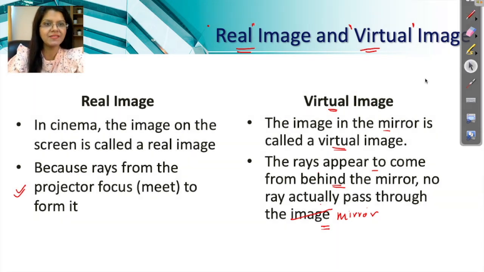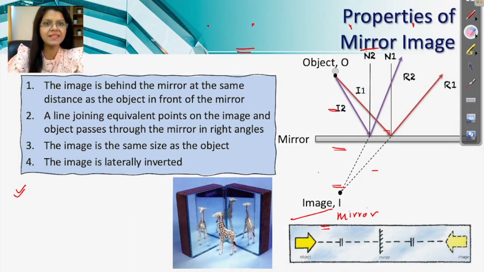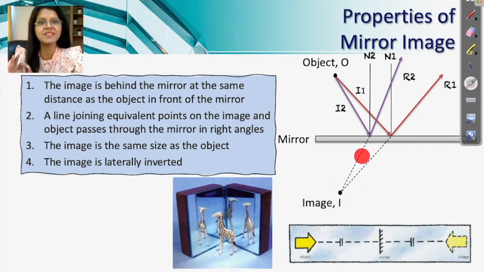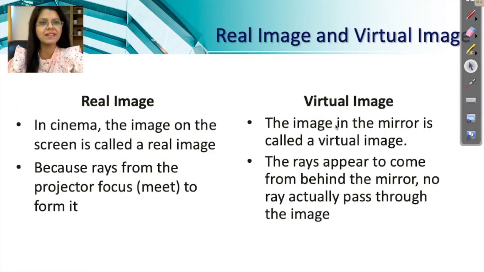So let us understand why. If you look at the construction of the ray diagrams here, you're drawing some imaginary lines this side, right? These are imaginary lines. That's not the actual rays which are going behind the mirror. That's why this image is a virtual image. You're doing some imaginary construction work, virtual construction work. That's why this image is a virtual image. Where you do not need to do any dotted line constructions, there the image which is formed is called a real image.